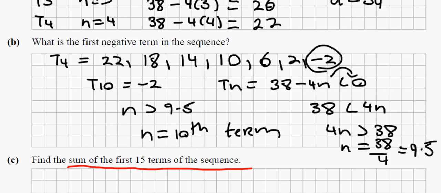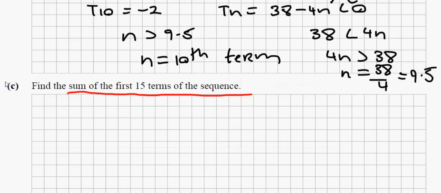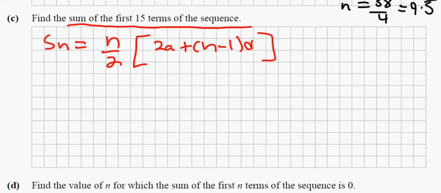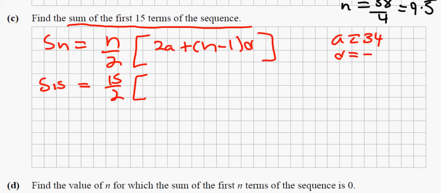Now next one. Find the sum of the first 15 terms of the sequence. What we can do here is use n over 2, this is the general format, 2a plus n minus 1 times d. Okay, S of n therefore is 15 over 2. We know that n is 15, we know that a is 34 and d is minus 4. Keep continuing, a is 34, d is minus 4.